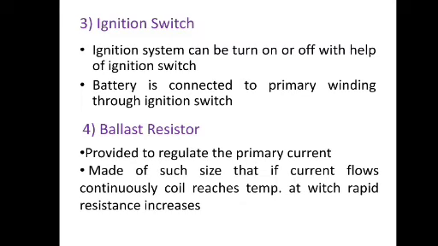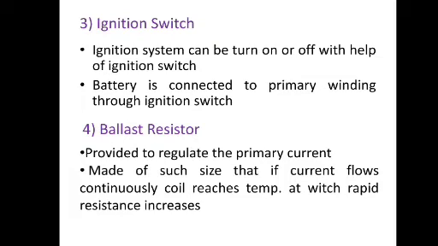Now the third one is the ignition switch. The battery is connected to the primary winding of the ignition coil through the ignition switch. With the help of it, the ignition system can be turned on or off. Then the fourth one is the ballast resistor. A ballast resistor is provided in series with the primary winding to regulate the primary current. It prevents injury to the spark coil by overheating if the engine is operated for a long time at low speed.